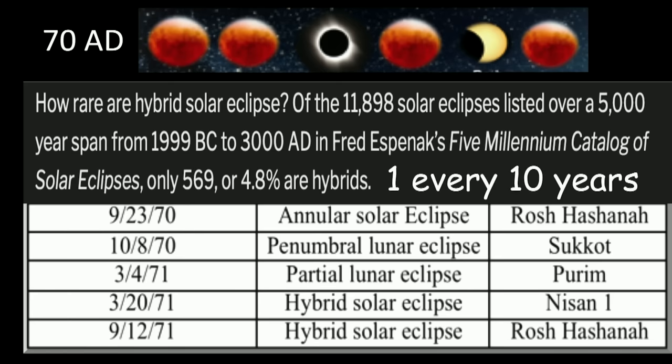And here I have two within 6 months that fall on Nisan 1 and Rosh Hashanah, the beginning of the religious calendar and the beginning of the civil calendar. So I'm thinking, God's using signs in the heavens on his holidays to give us signs. Does that make sense? Am I jumping any logic?